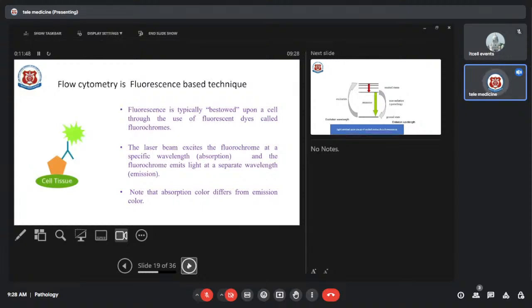Antibody to it. But this antigen antibody, these are again very small to be visualized by microscope. So what we do, we tag this antibody with a fluorochrome. So when a light hits this fluorochrome, it will emit a light of specific wavelength depending on the kind of fluorochrome that we are using.